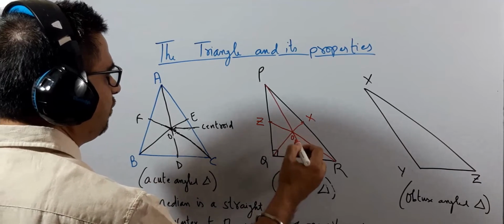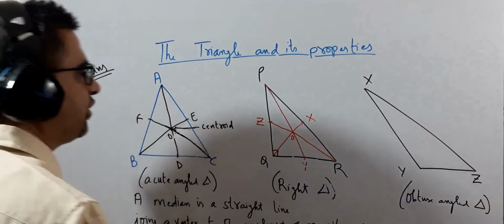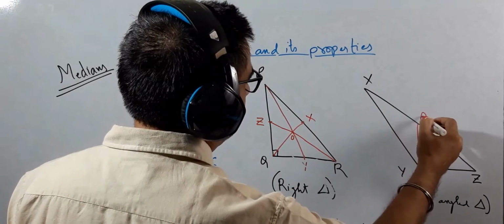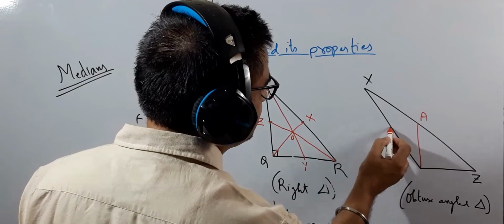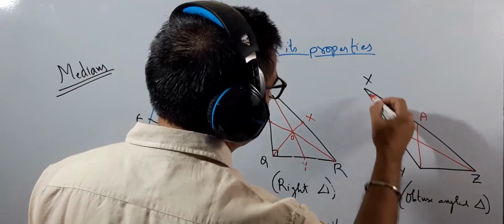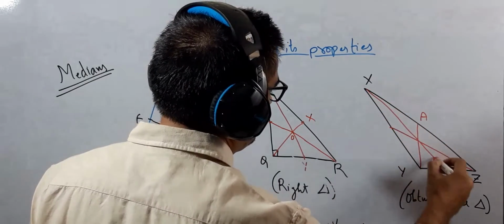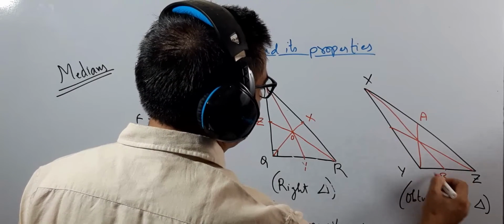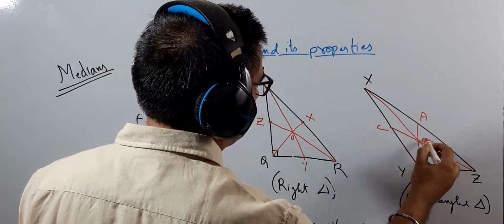If we call this point O, then this is the centroid of this triangle. Similarly, you have 3 medians in this obtuse angled triangle as well. So let's name them A and B and C. And this point O is the centroid.